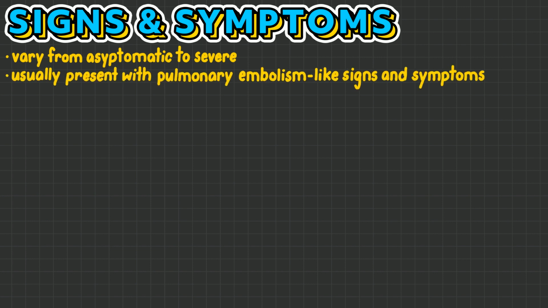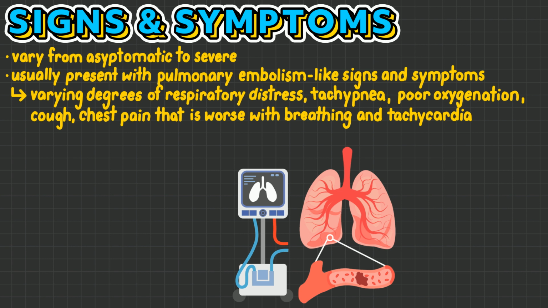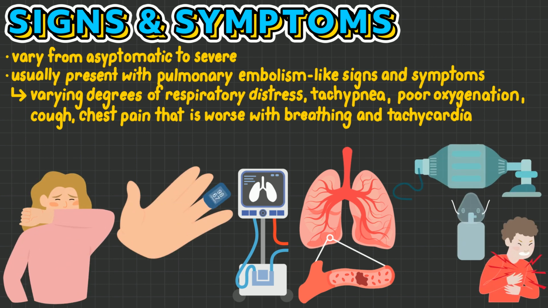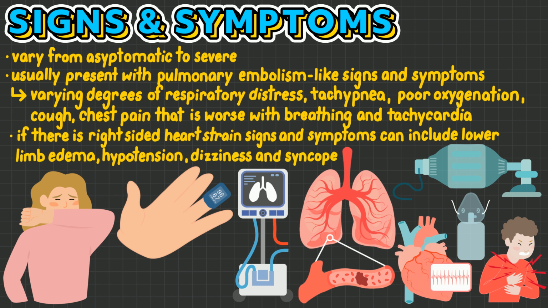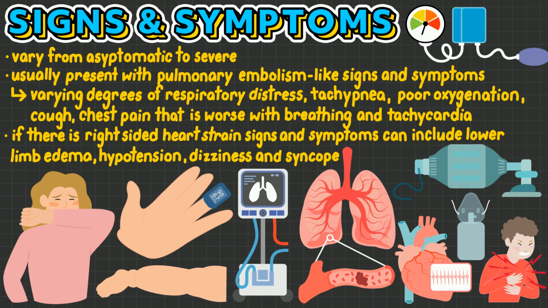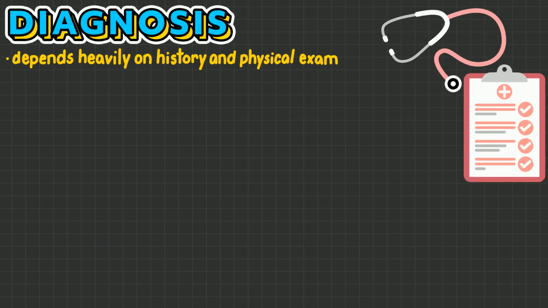Signs and symptoms of a venous gas embolism vary from asymptomatic to severe. Those that do present with symptoms present with pulmonary embolism-like signs and symptoms, such as varying degrees of respiratory distress, tachypnea, poor oxygenation, a cough, chest pain that is worse with breathing, and tachycardia. If there is cardiac involvement due to right-sided heart strain, signs and symptoms may also include lower limb edema, hypotension, dizziness, and syncope.